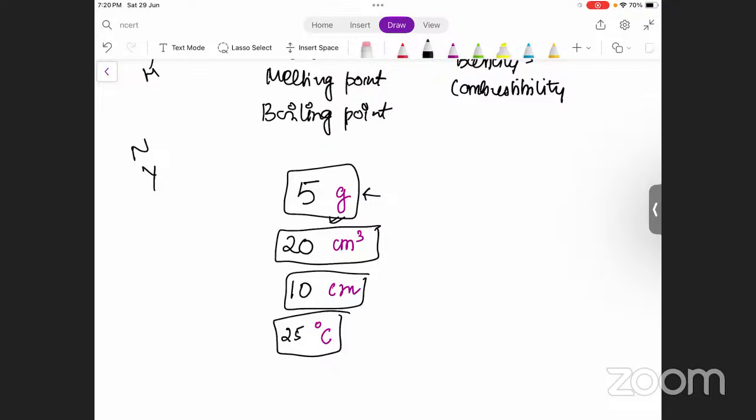Yes, we have the mass, the weight of this pencil. Here we are looking at the volume. Here I am looking at the length. And this quantity is telling me about the temperature of this substance, which is this pencil.